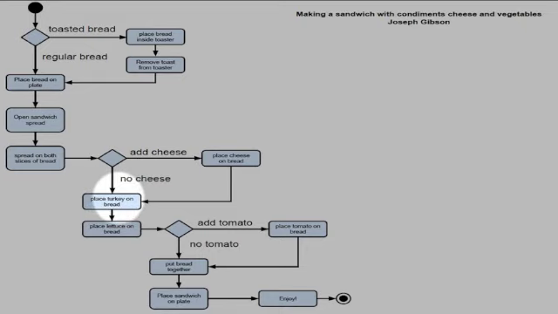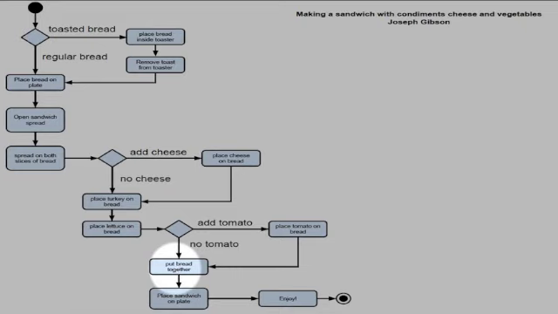Once we place the turkey on the bread, we're going to make the next action of placing the lettuce on the bread. Once the lettuce is on the bread, we have another decision to make, which is whether or not we're going to add tomato or not add tomato. If we decide to add tomato, we're going to go ahead and place the tomato on the bread. From there, we're going to put that bread together.